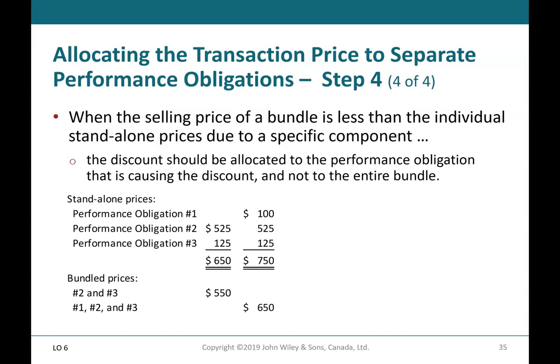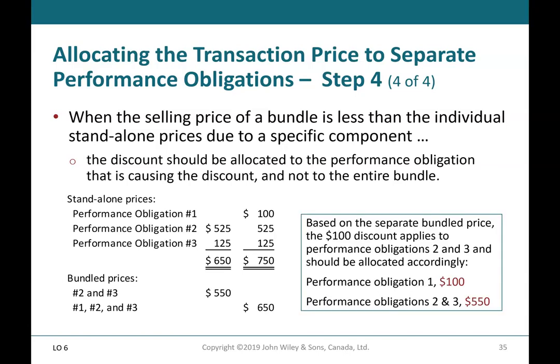The discount should be allocated to the performance obligation that is causing the discount and not to the entire bundle. Based on the separate bundle prices, the 100 discount applies to performance obligations 2 and 3 and should be allocated accordingly. Performance obligation 1, 100. Performance obligations 2 and 3, 550.